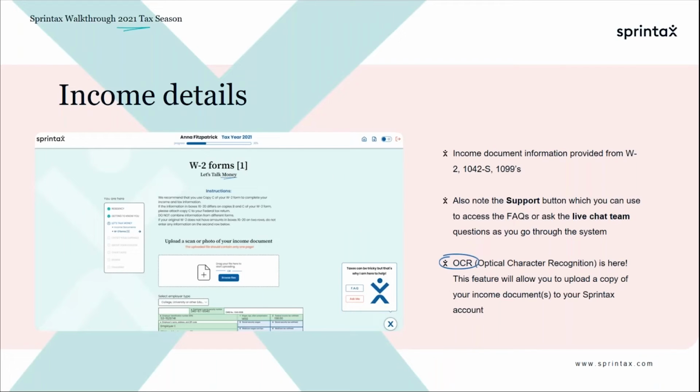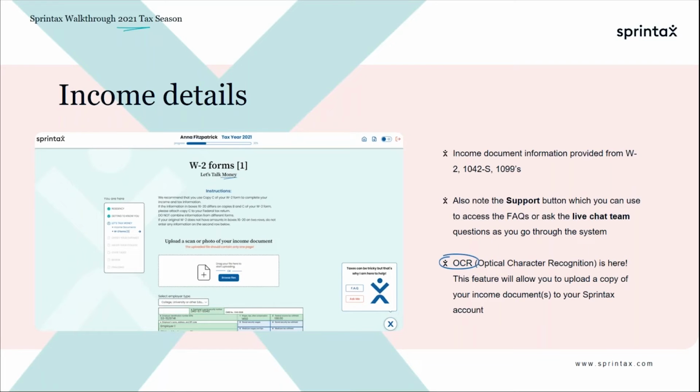Then if you've received income during the tax year, we'll need to gather that income information from you. So whether you had a W-2, a 1042S or a 1099 series document, or perhaps you had multiple income documents, we'll ask you what income documents you had, as well as the quantity of each, and then you'll be able to provide those details on the Sprintax system.